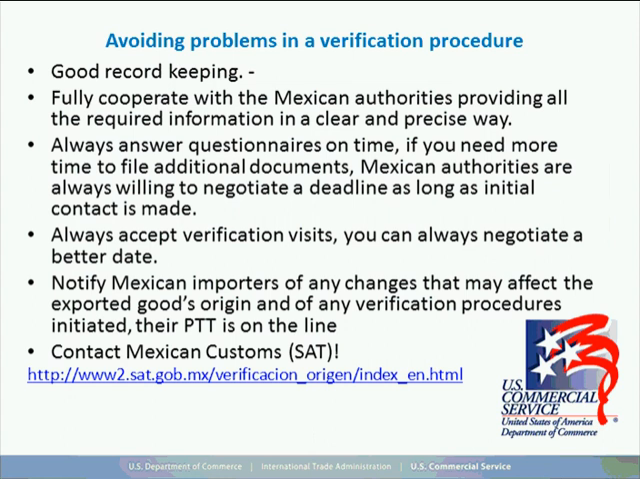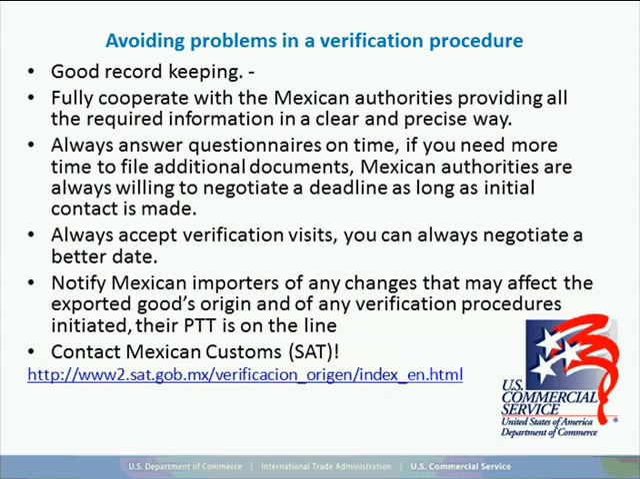Here are some specific recommendations or suggestions for you to avoid problems with a verification procedure. Good record keeping is essential. To be able to prove the origin of the exported goods and the materials used in the production process is key to avoid problems with customs during a verification process. Fully cooperate with the Mexican authorities, providing all the required information in a clear and precise way. Always answer questionnaires on time. If you need more time to file additional documents, Mexican authorities are always willing to negotiate a deadline as long as initial contact is made. Always accept verification visits. You can always negotiate a better date to be better prepared.